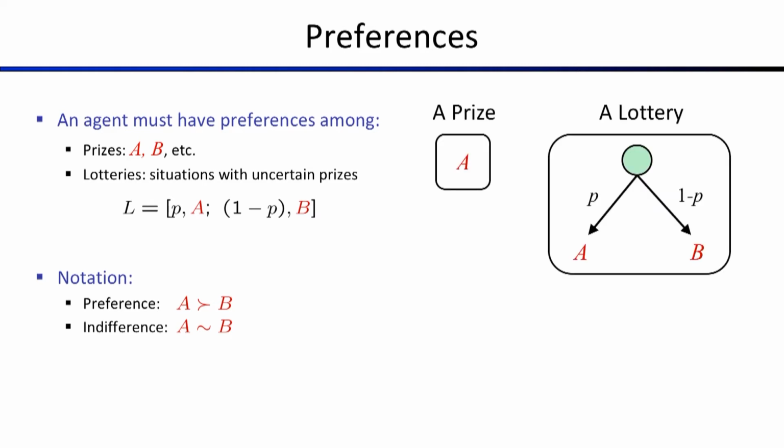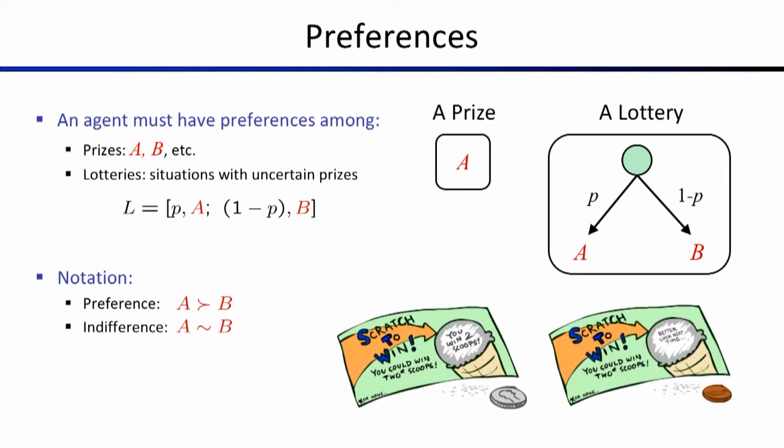Okay, so we could have just a single prize, or we could have a lottery situation. The lottery really means a probabilistic event. It doesn't mean like playing the lottery, the California lottery or something like that. It means that there is just this probabilistic event that's about to happen between 2 outcomes that you might get.